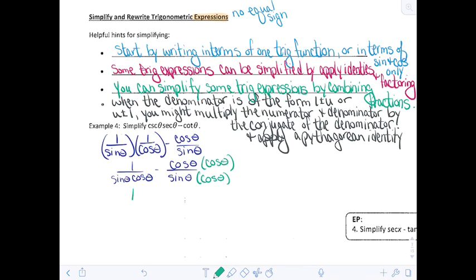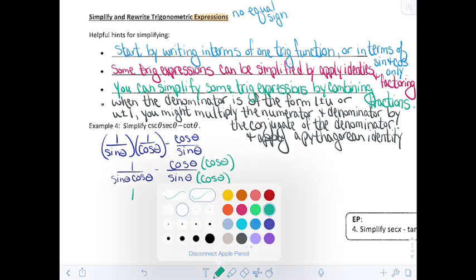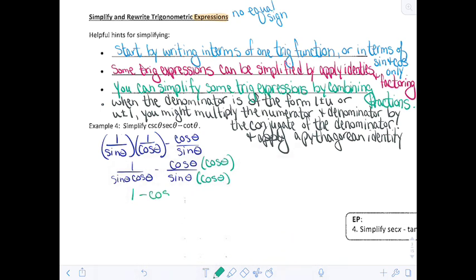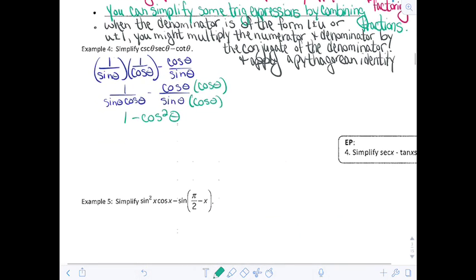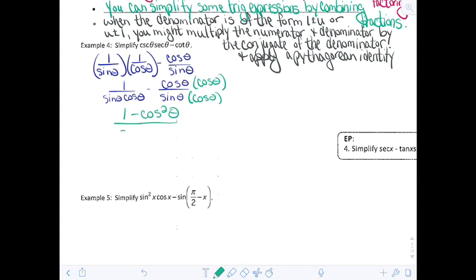And so now I have 1 minus cosine squared theta over sine theta cos theta. Okay, so I'm all in terms of sine and cosine, but now I'm seeing something that might look a little familiar.